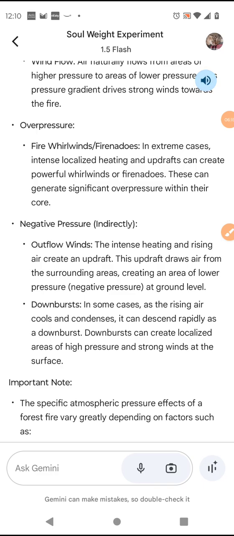Yeah, that's what I talked about, the momentum, and that's a downburst as I refer to it.